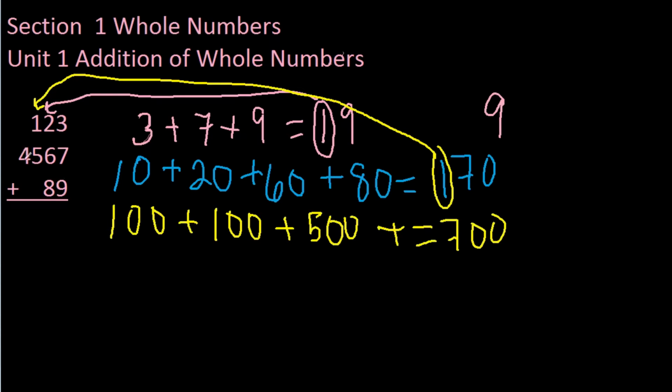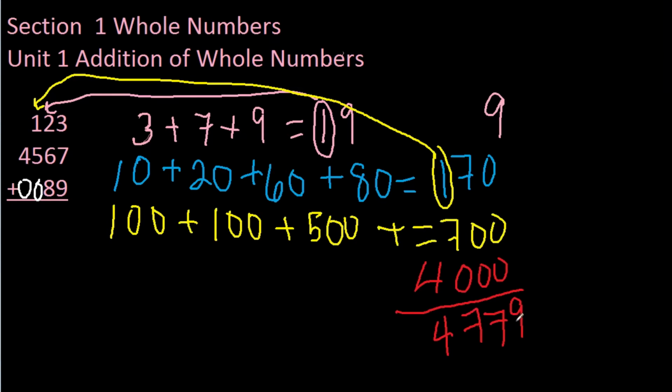The last we have is the thousands column, and you'll notice that there is nothing here, so there's a 0 that's implied in these spaces here. So 0 plus 4,000 is indeed just 4,000. So we'll just write that over here, 4,000. So we add it all together, and there's 9 in the ones column, and there's 70 in the tens column, and then there's another 700 in the 100s column, and the 4,000 in the thousands column, and finally we come up with 4,779.